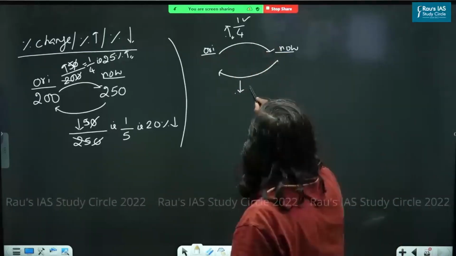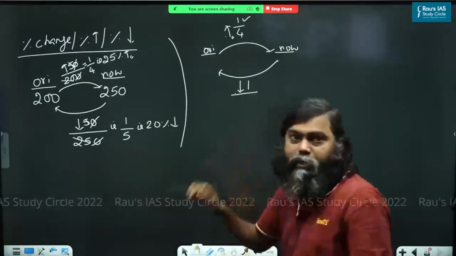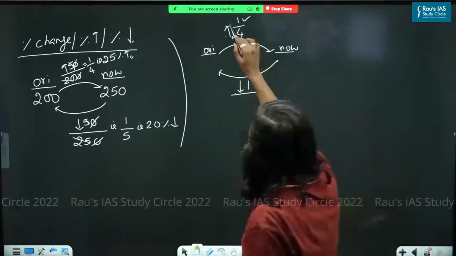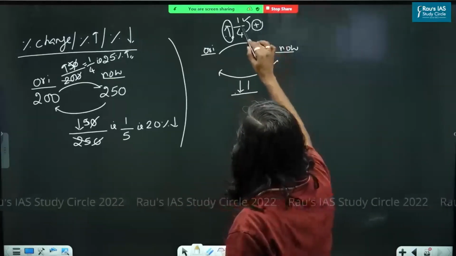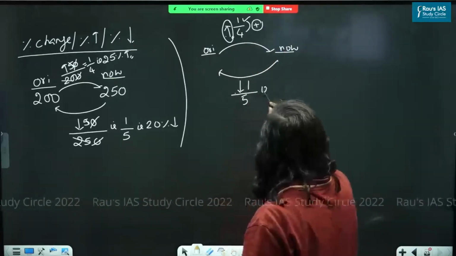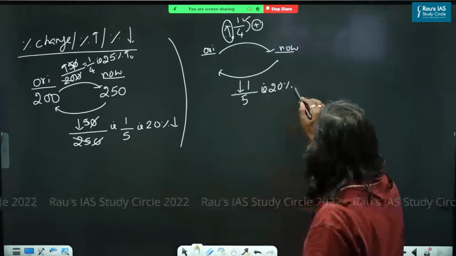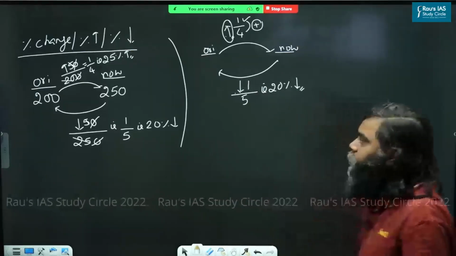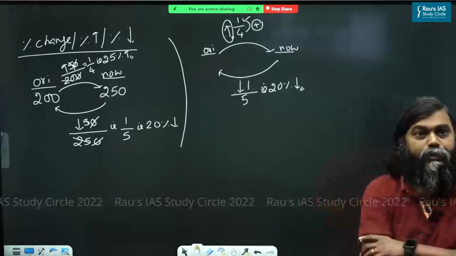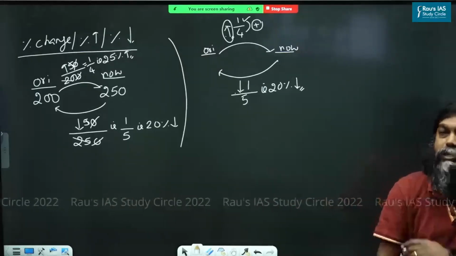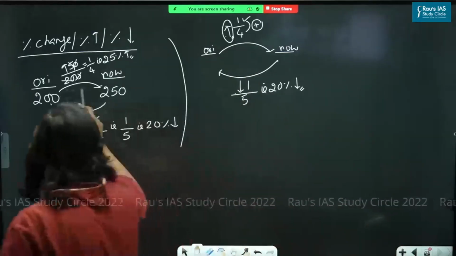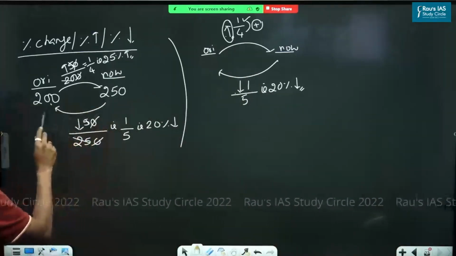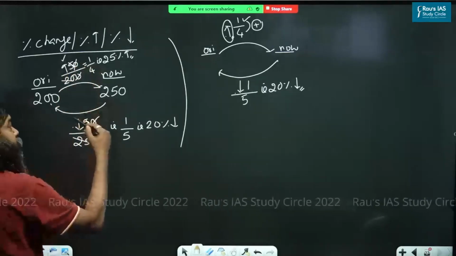Whatever the numerator, same numerator. Why? I will explain. The reference is increasing, so add numerator and denominator: 4 plus 1, 5. That means 20% decreasing. Sir, what is this increase, decrease? Listen, from here to here the income is increasing, so from here to here it is decreasing. Here increase means here decreasing.